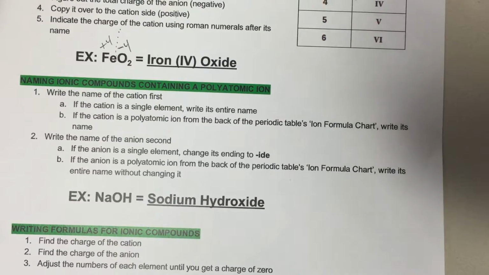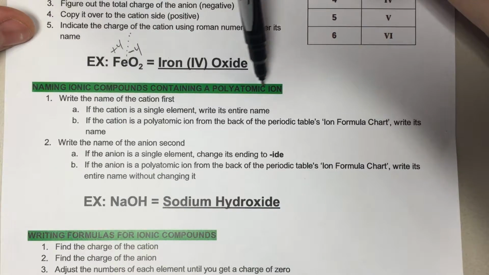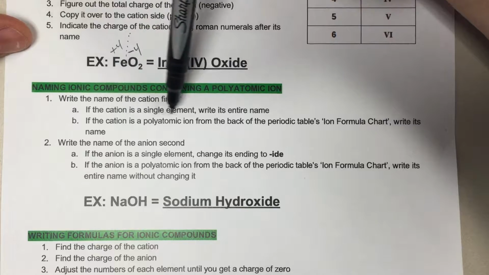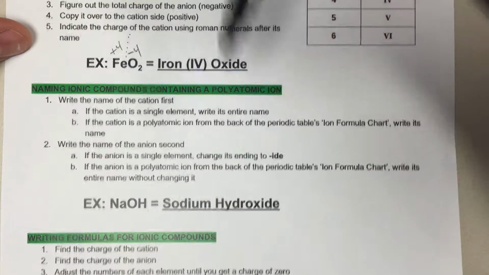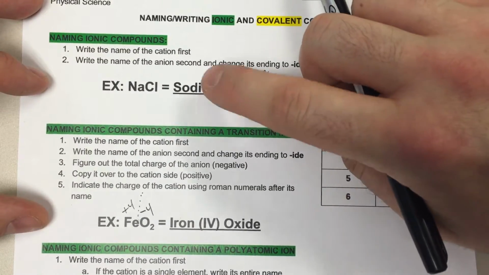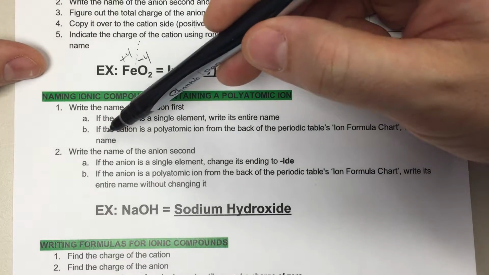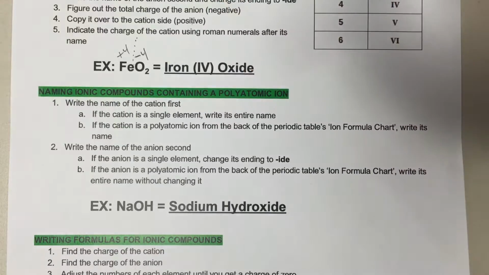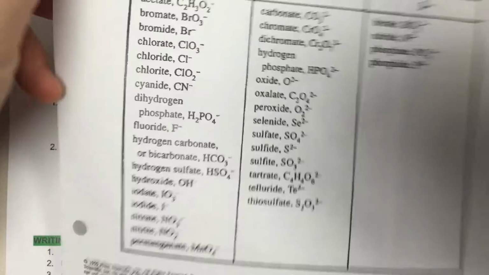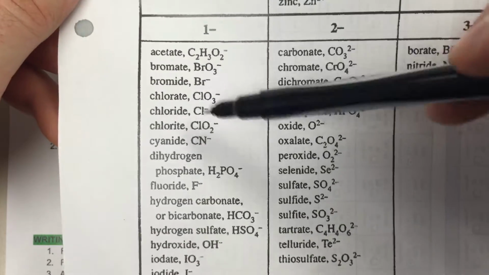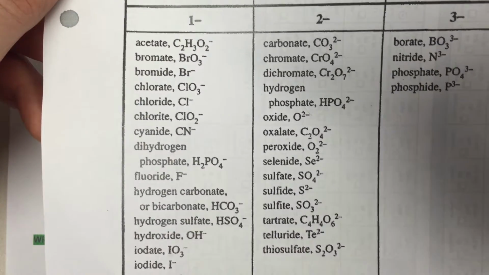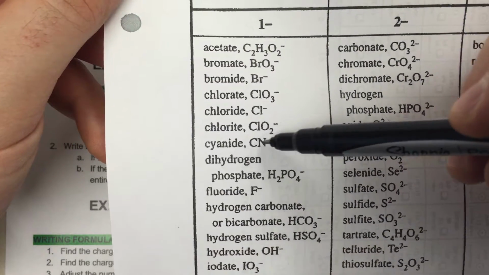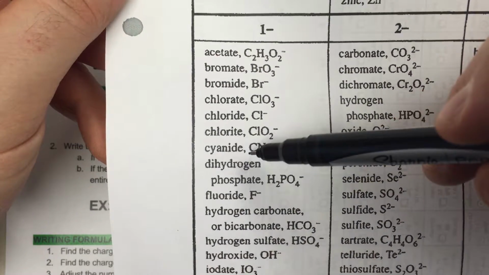Back to here. What you do to name one that contains a polyatomic ion is you write the name of the cation first. So if the cation is a single element, write its entire name, just like you did above. You wrote the entire name up here if it was a single element. Then, if the cation is a polyatomic ion from the back of the periodic table's ion formula chart, write its name. So basically, it's just asking you, if it's a group, find it on the back of this page and then find its name. For example, if the group we were looking for was CN, both together, that group is called cyanide, and we would write its name.